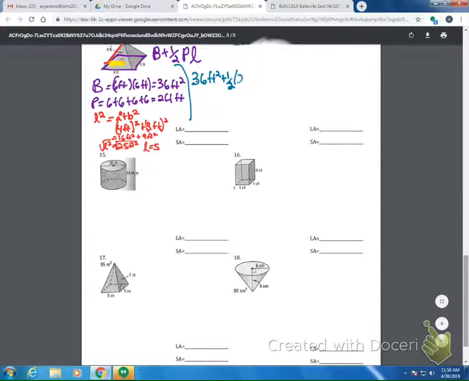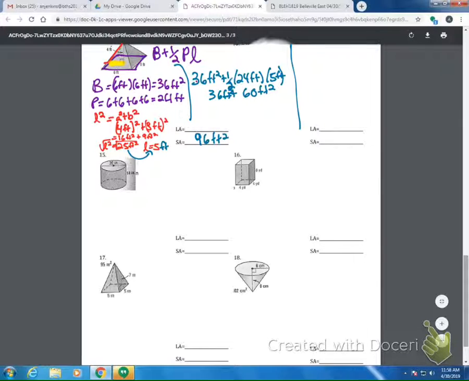And then what's your perimeter? 24. 24 feet times my height, or my slant height of? 5. Okay, so what is 1/2 times 24 times 5? Okay, so what did you get there? 60 feet squared. What is 36 plus 60? 96. Yep, 96 feet squared.